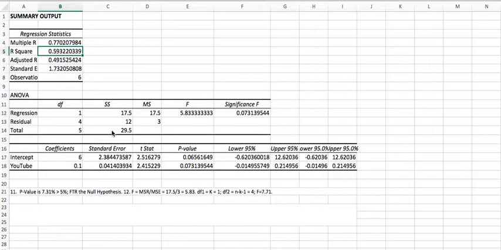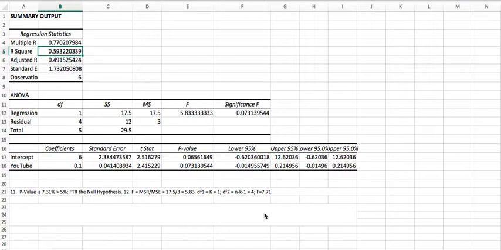We look in the table in Appendix D, and we come up with the critical value for F of 7.71. Then we look at the results for the analysis of variance. In other words, our mean squared regression divided by our mean squared error, 17.5 divided by 3, gives us 5.83.